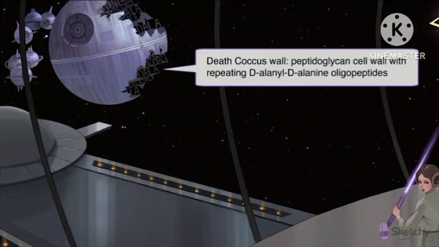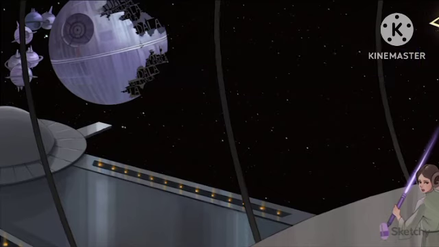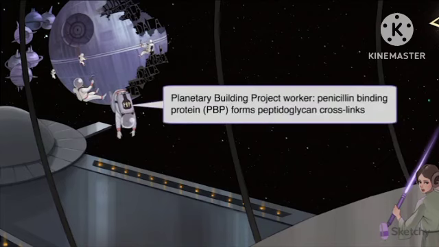Penicillin binding proteins, or PBPs, remove the terminal alanine in the process of forming cross-links between peptides. So PBPs are, in essence, construction workers, represented here by these space workers building the wall of the Death Coccus, part of the planetary building project, of course. Penicillins, as well as other beta-lactam antibiotics, inhibit this transpeptidation reaction by covalently binding the PBPs, hence the name penicillin binding proteins. So penicillins work by halting peptidoglycan synthesis in actively growing cells, and the cell dies.